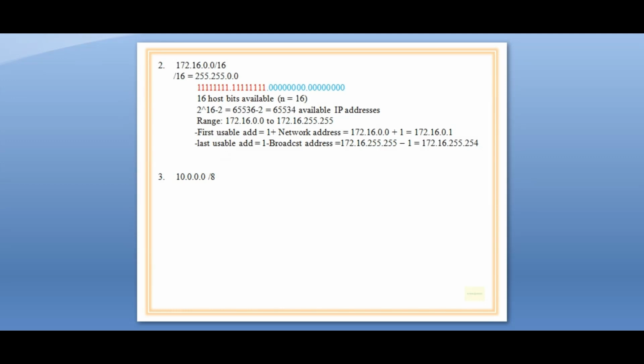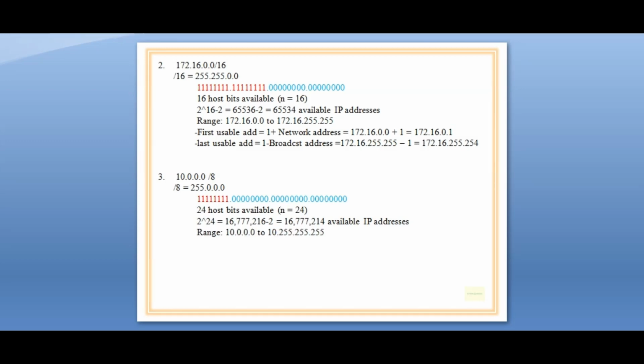Let's take a look at slash 8. Say 10.0.0.0/8. When we have slash 8, the subnet mask is 255.0.0.0. We have 24 host bits here, so n equals 24. 2 raised to 24 equals 16,777,214 IP addresses. The range is from 10.0.0.0 to 10.255.255.255.